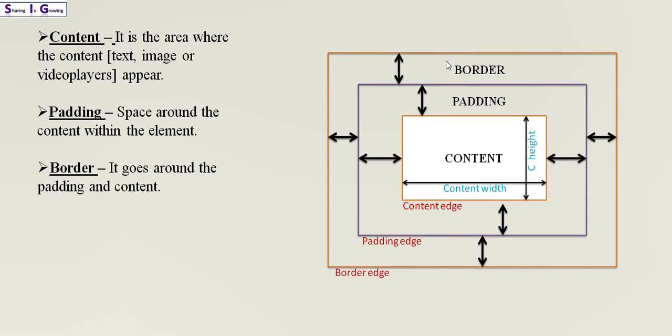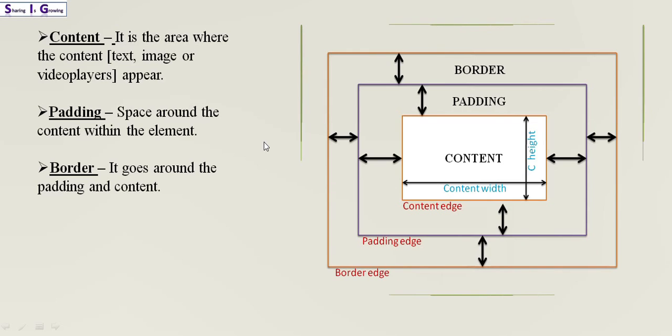Within the border we have padding and the content. We have content dimensions as content width and content height. If we extend this content by some extent, that extent is nothing but the padding. This padding is the space around the content within an element. If you extend this padding by some extent, that is nothing but the border.